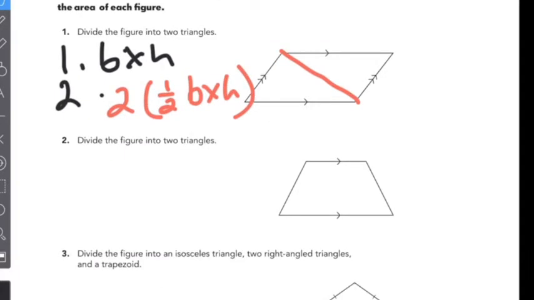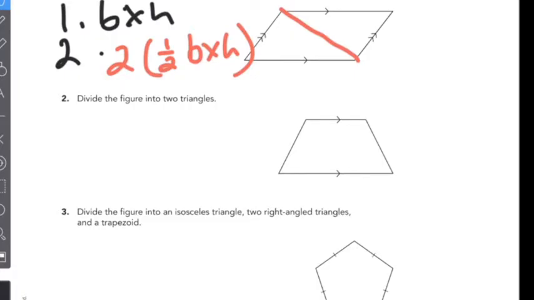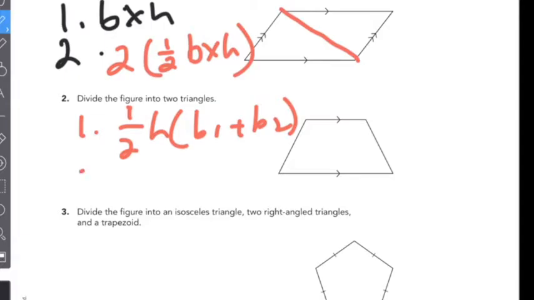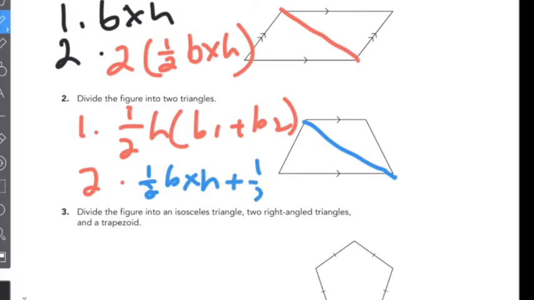Okay, so the next one, it says divide the figure into two triangles. So the first way to figure out the area for this would be to use a trapezoid, because it's a trapezoid. So area will equal 1/2 the height times B1 plus B2. And the second way to do this is to break them up into two triangles. But the triangles are not equal, so you would just have to figure out the two areas. So 1/2 base times height would be the first one, plus 1/2 base times height is the second one. So there's two triangles there, and you would have to have the two formulas separate for that.